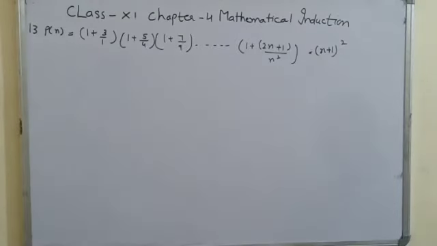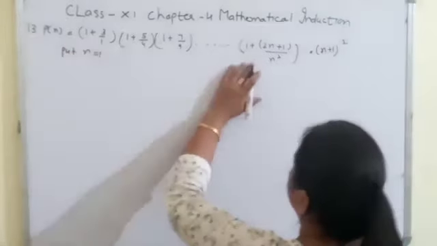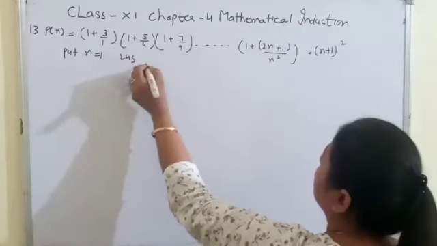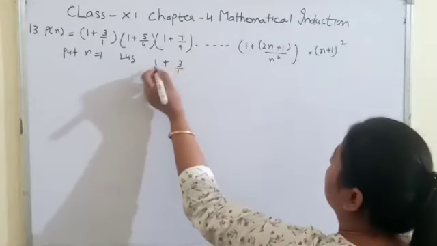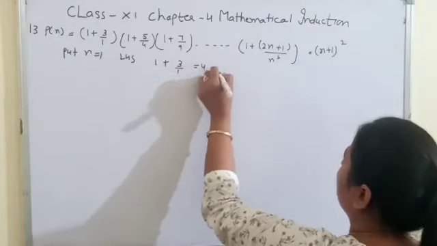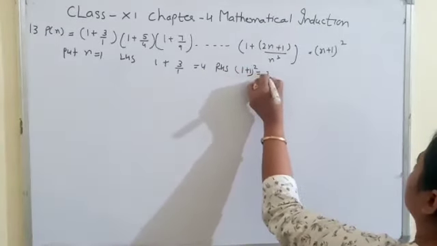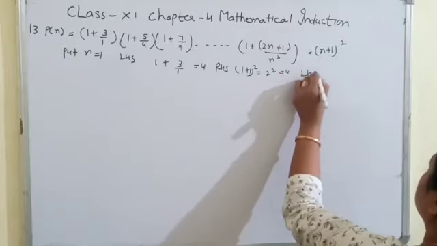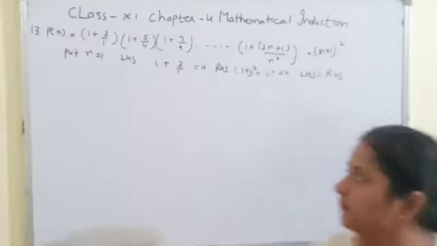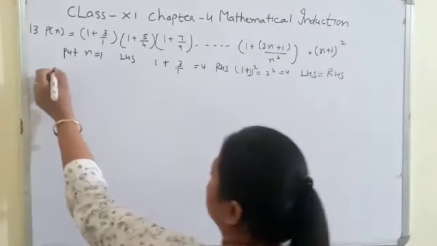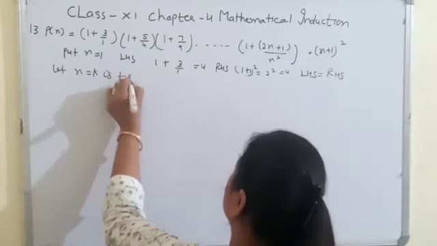So let's take first n equal to 1. Put n equal to 1. Left hand side: 1 plus 3, that is 1 square 1, it is equal to 4. Now for the right hand side, (1 plus 1) square, 2 square, it is 4. So we can say here left hand side and right hand side, they both are same. Second step, let n equal to k be true.